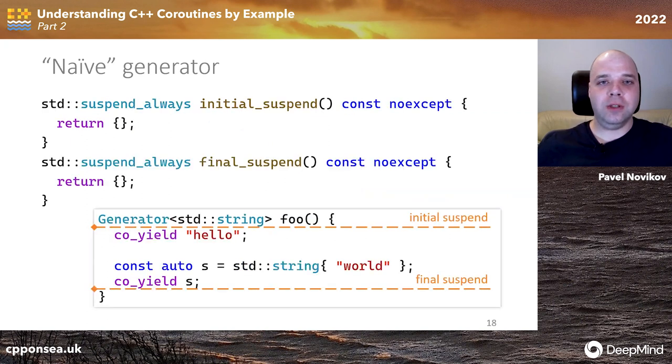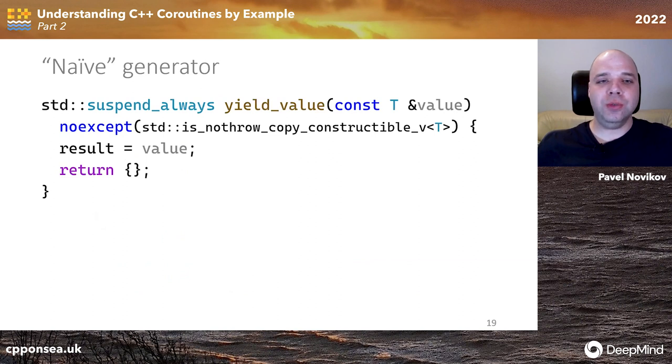The next two are initial suspend and final suspend, which tell that we want to suspend always at both the initial suspend point and the final suspend point. I already explained why we want to suspend at the initial suspend point: we don't want the overhead of executing possibly unnecessary work within the coroutine body. And we want final suspend because we want to preserve the state associated with the coroutine, for example the yielded value, or if we have an exception, we want to be able to rethrow that exception when the coroutine is finished.